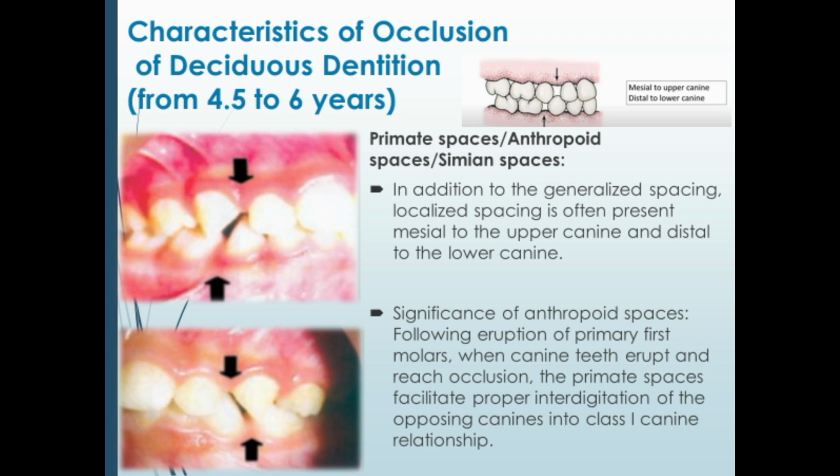Significance of anthropoid spaces following eruption of primary first molars. When canine teeth erupt and reach occlusion, the primate spaces facilitate proper interdigitation of the opposite canines into a class I canine relationship.